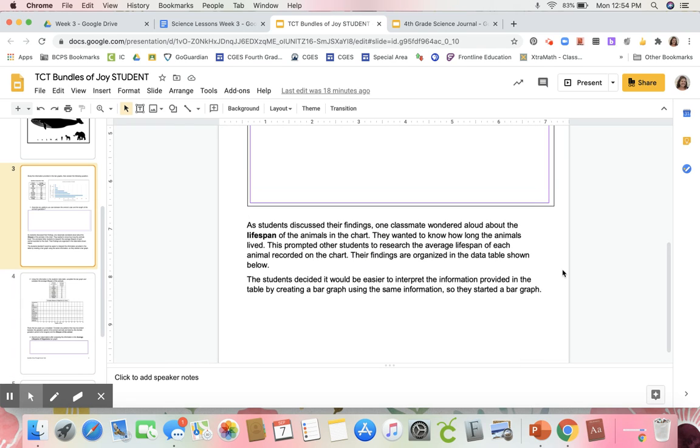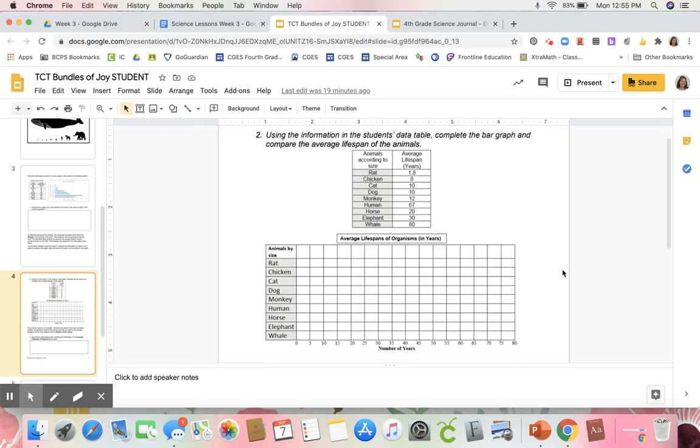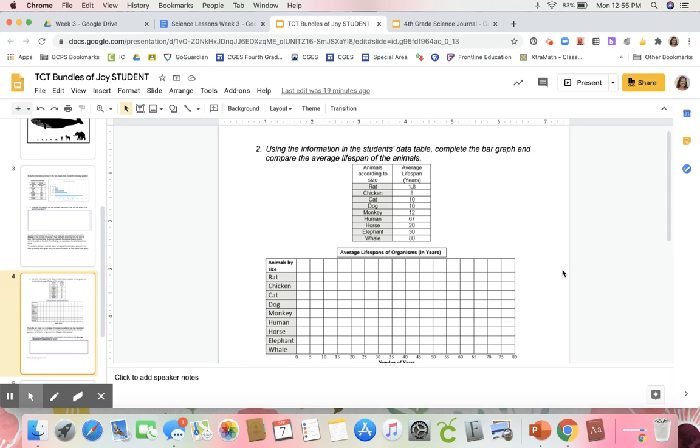As students discussed their findings, one classmate wondered aloud about the lifespan of the animals in the chart. They wanted to know how long the animals lived. This prompted other students to research the average lifespan of each animal recorded on the chart. Their findings are organized in the data table shown below. The students decided it would be easier to interpret the information provided in the table by creating a bar graph using the same information, so they started a bar graph. Using the information in the student's data table, complete the bar graph and compare the average lifespan of the animals.